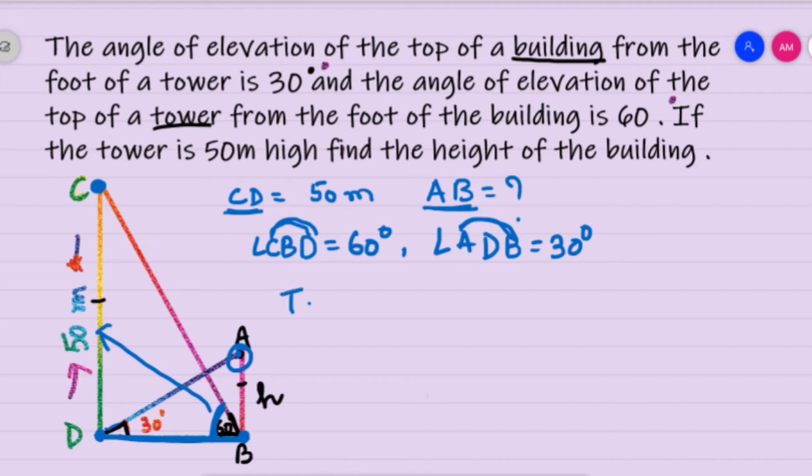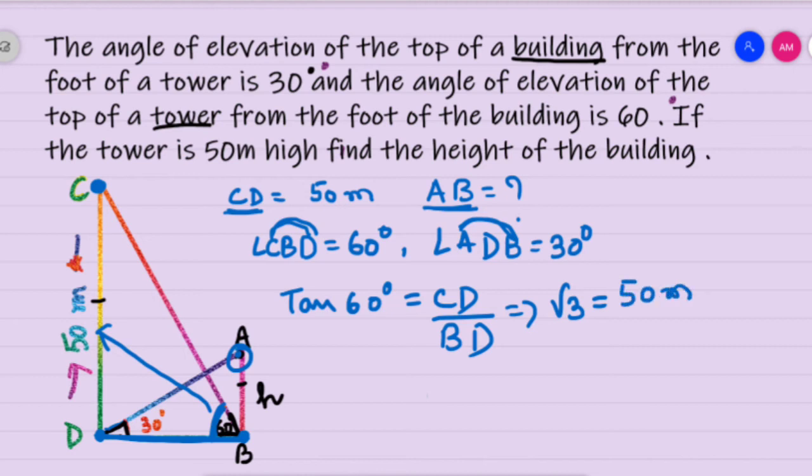So see, tan 60 degrees will be equal to CD by BD, opposite side by adjacent side. This means root 3 is equal to 50 meters divided by BD. Okay, you don't know BD, so BD is equal to 50 by root 3. This will also come in meters. Now let us proceed to the next part.